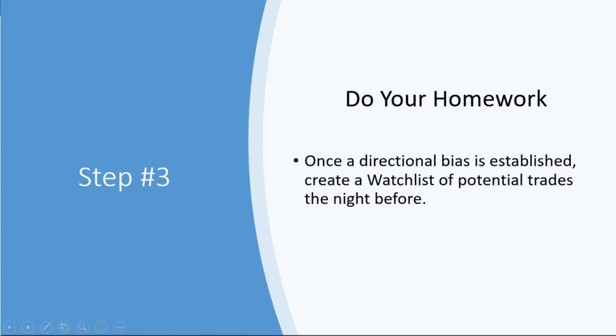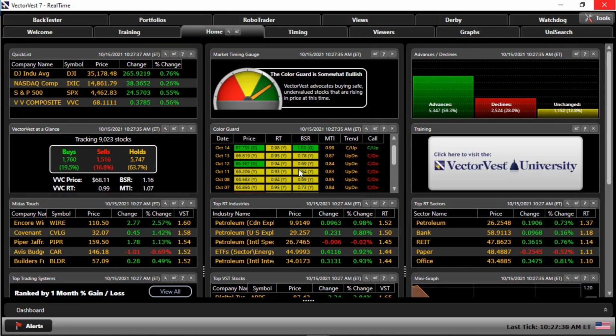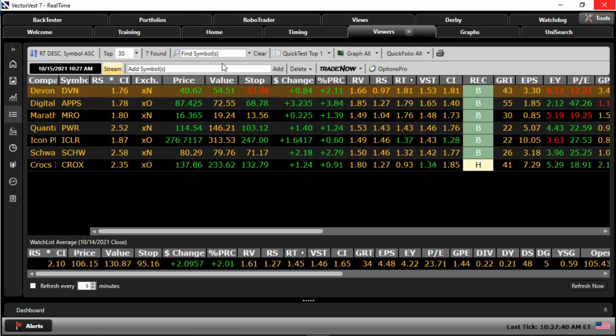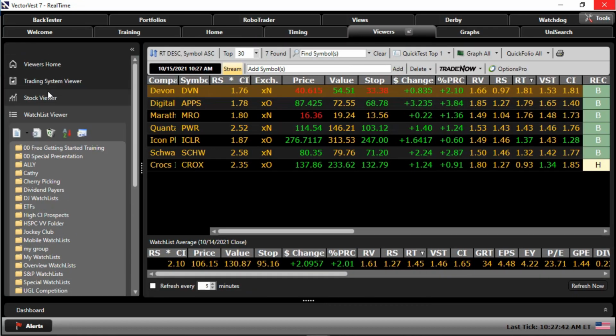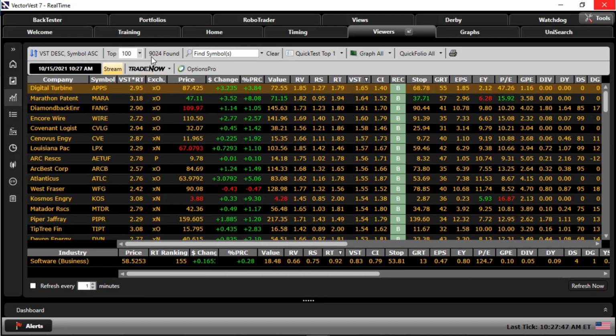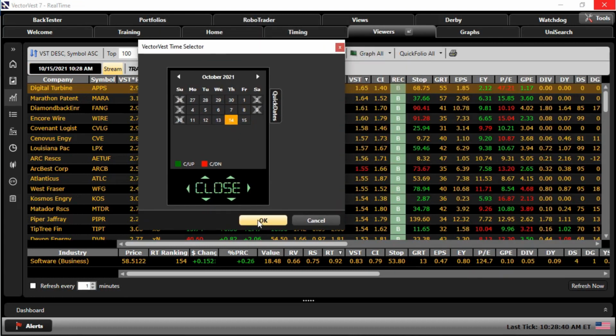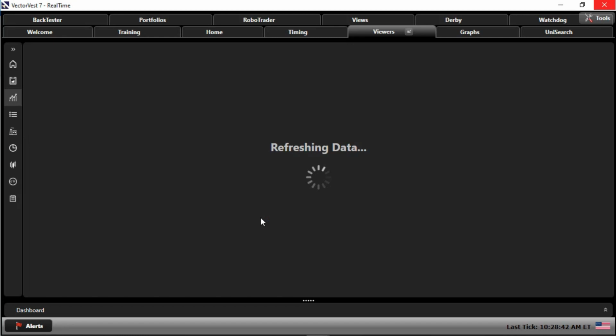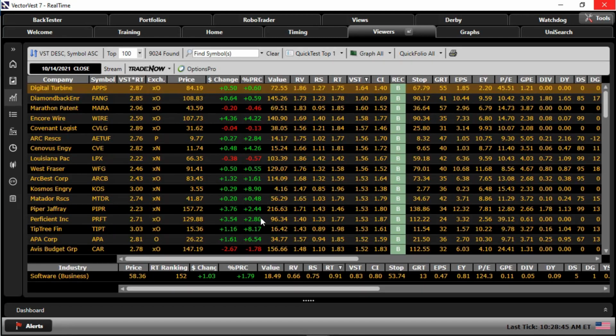And there's no better place to find stocks that meet that criteria than our stock viewer. So I'm going to go into viewers and open up our stock viewer. Our stock viewer is essentially our list of 9,024 stocks sorted by our VST indicator. The top of the list is our highest rated VST stocks. And what I'm going to do is take our date here back to yesterday's close. Remember, our homework is done the night before the market opens the next day.